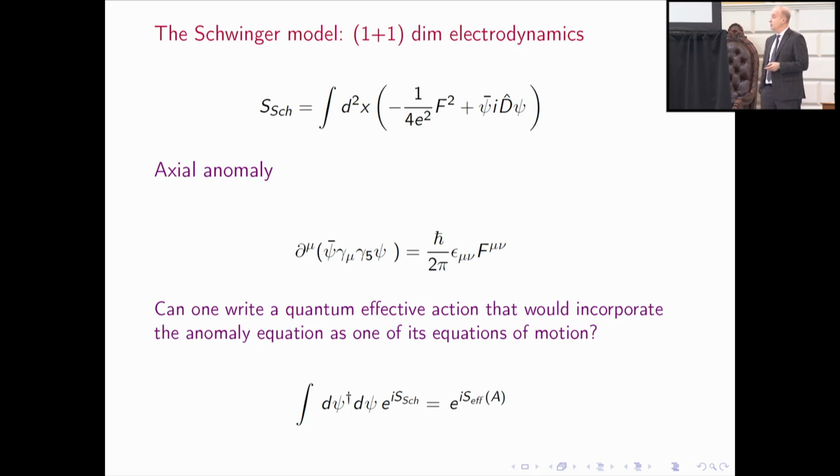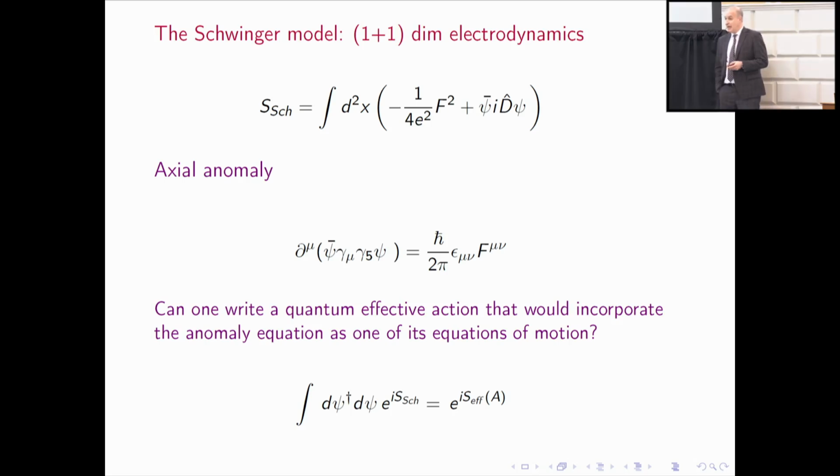And then the next term is just the Dirac term for a 1+1 dimensional Dirac spinor called psi. D hat stands for the covariant derivative with the corresponding gauge field. And it's a massless fermion. That's what the Schwinger model is.